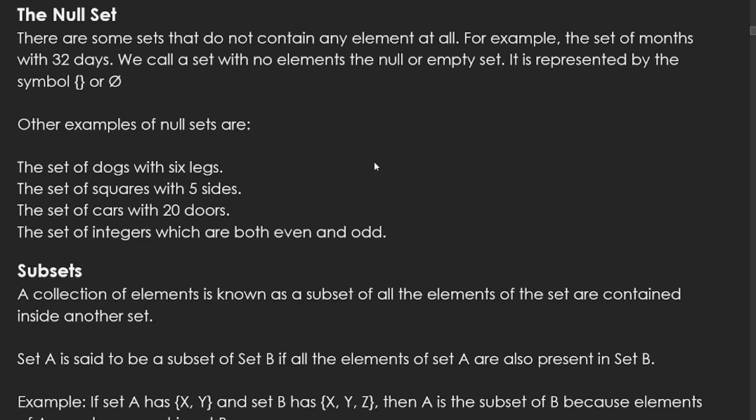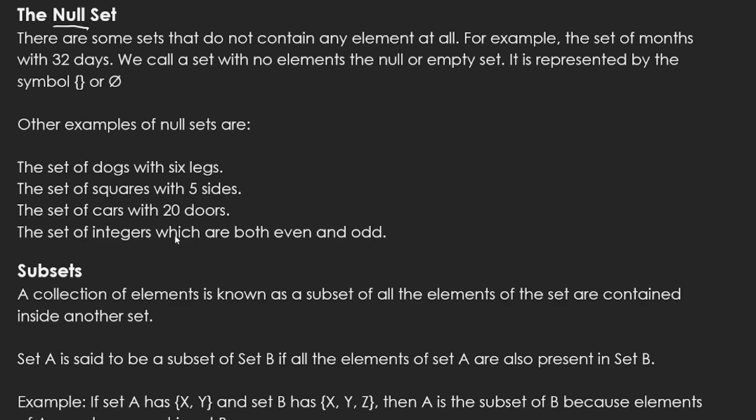Next, we have the null set, which says that our set is empty. If we look at the examples here, the set of dogs with 6 legs, unless that dog has been washing in a radioactive bath, I don't think we will have a dog with 6 legs. So this is a null set. There's no such thing. A set of squares with 5 sides, that's impossible because a square only has 4 sides. It's in the name. A set of cars with 20 doors, you can argue, yes, but it's not reality.